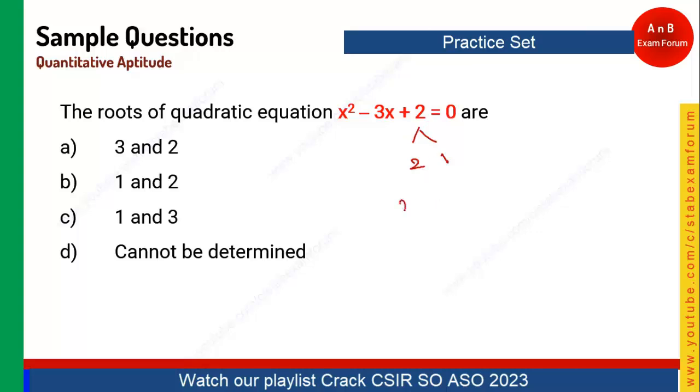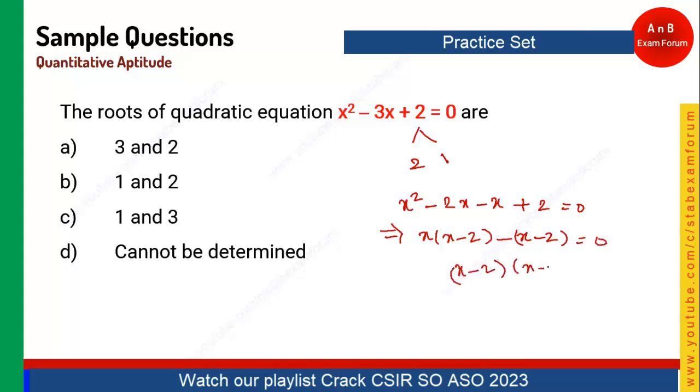Okay, so what will be the answer? x square minus 2x minus x plus 2 equal to 0. So further implies x(x minus 2) minus 1(x minus 2) equal to 0. So you are left with x minus 2 and x minus 1 equal to 0. Therefore your roots are x equal to 1 and 2. So option B is the correct answer.